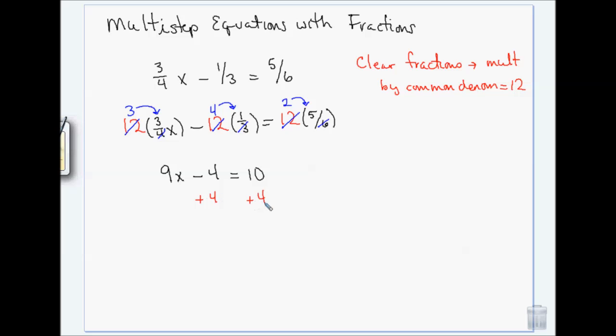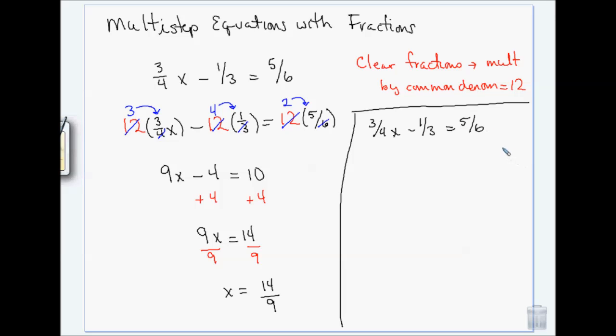So then I'm going to add 4 to both sides to get that x by itself. So I have 9x equals 14. And then I'm going to divide both sides by 9. And x is going to equal 14/9.